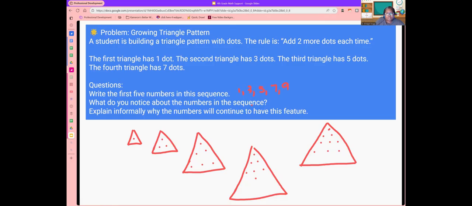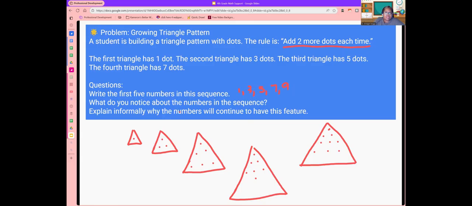What do you notice about the numbers in this sequence? Well, let's see. Every time we go up in the numbers in this sequence, it adds 2, which is perfect because our rule was to add 2 more dots each time. So our rule was to add 2, so it makes sense that we would be adding 2 each time. Another thing we can notice is that these are all odd numbers. 1, 3, 5, 7, and 9 are all odd. And if we continue on for infinity, all of the numbers will be odd because we're adding the same increment of 2 each time.